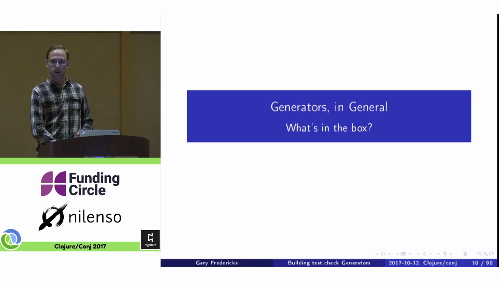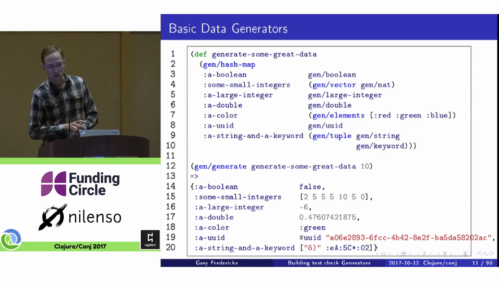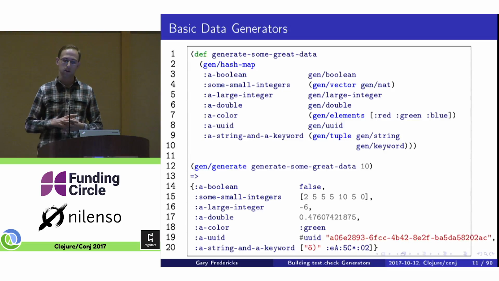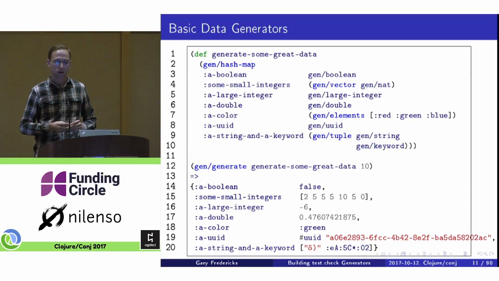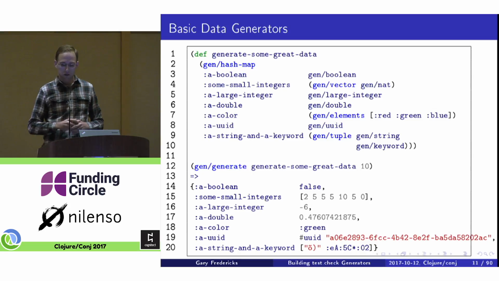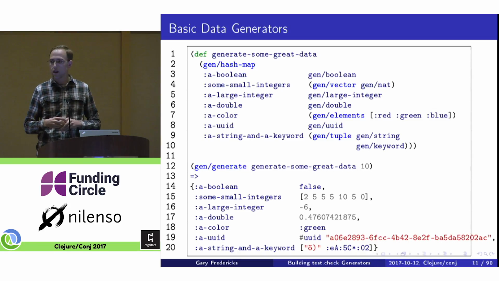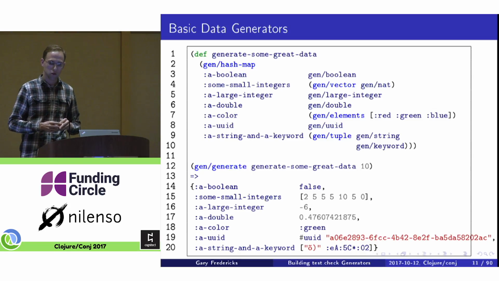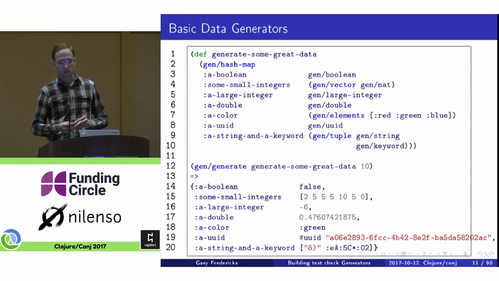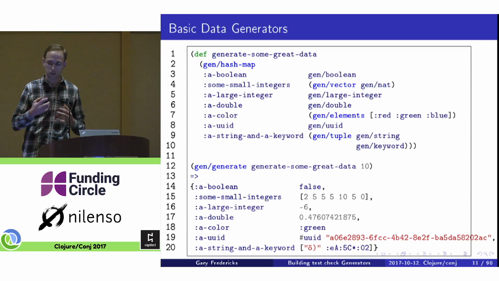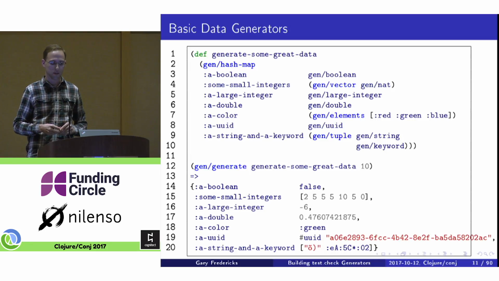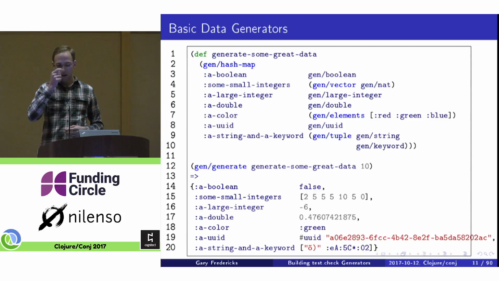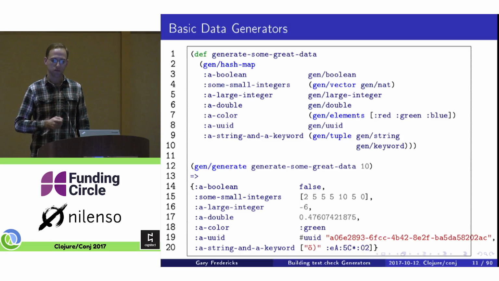So let's look at what comes out of the box with test.check. These come in basically two categories. They're the basic data generators. These are all, I think, not too weird. We've got our traditional scalars like booleans and numbers and UUIDs, et cetera. There are functions that take arguments and return a generator. So the vector function on line 4 takes a generator for elements and returns a generator for vectors. So the sample output on line 15 is a vector of integers.